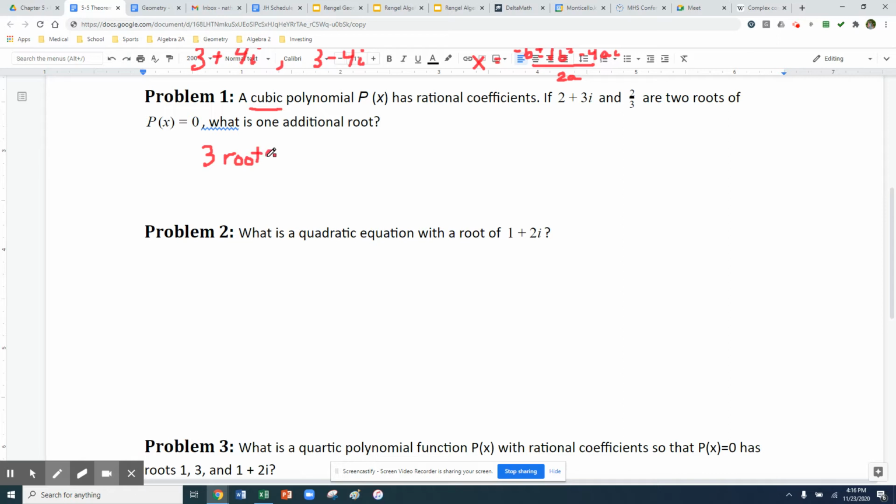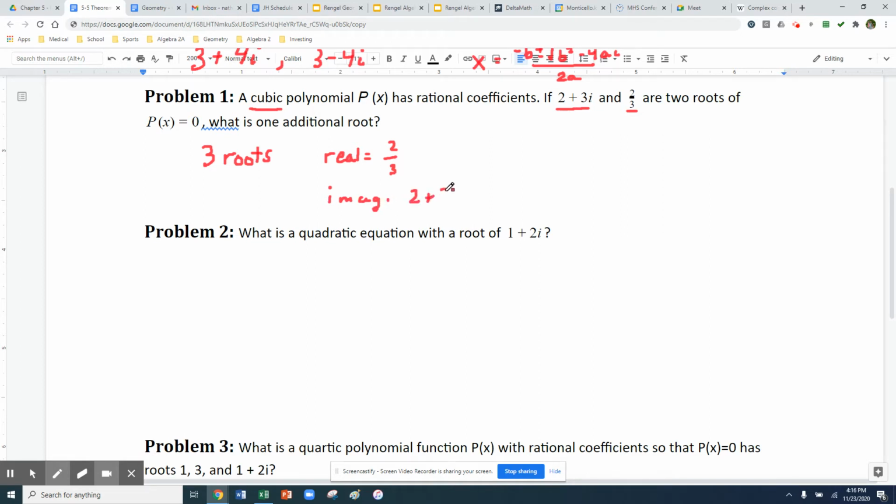So I have to have a total of 3 roots, whether they are real or imaginary. Then I look at the roots I'm given. I'm given this complex root, 2 plus 3i. 2/3, that is a real root. So the real root would be 2/3. The imaginary is that 2 plus 3i.